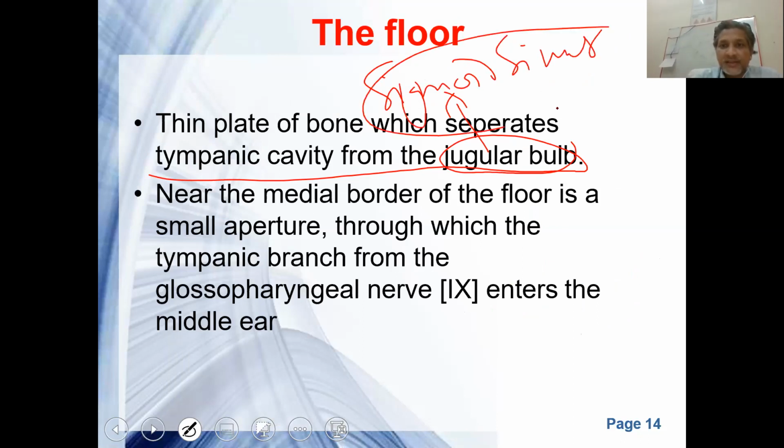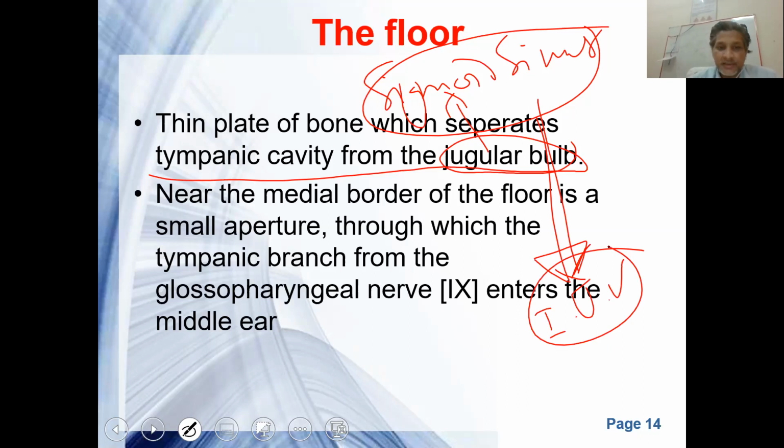Sigmoid sinus is a dural sinus into which all of the sinuses drain. So dural sinuses like the transverse sinus, superior sagittal, inferior sagittal sinus, superior petrosal sinus, inferior petrosal sinus, or cavernous sinus, all drain into the sigmoid sinus, and the sigmoid sinus continues to become the internal jugular vein in the neck.